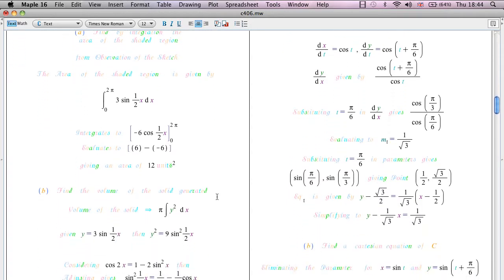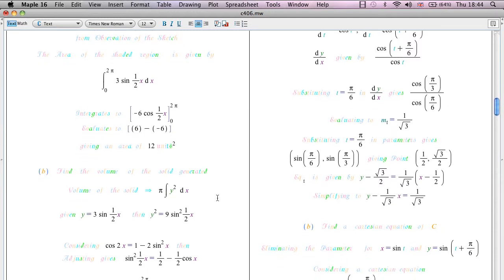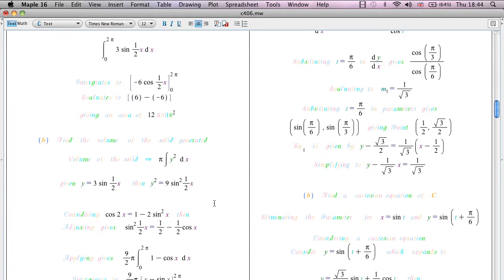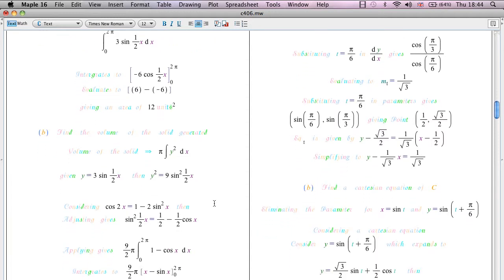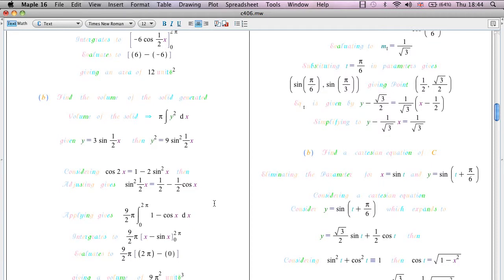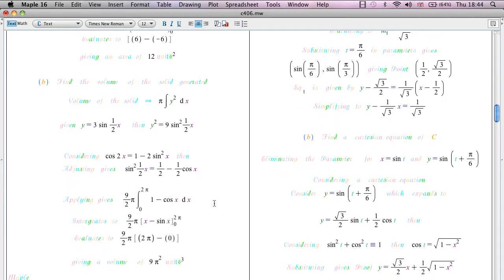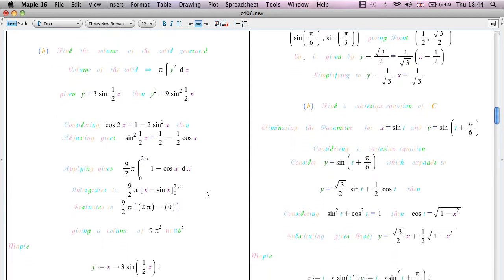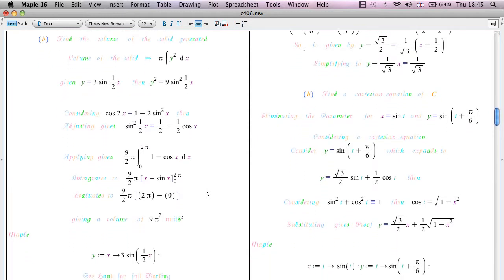So for the volume of the solid generated, considering the volume formula, y squared is 9 sin squared a half x. Considering the identity for cos 2x, then sin squared a half x will be a half minus a half cos x. And adjusting the integral, integrating and evaluating gives a volume of 9 pi squared.